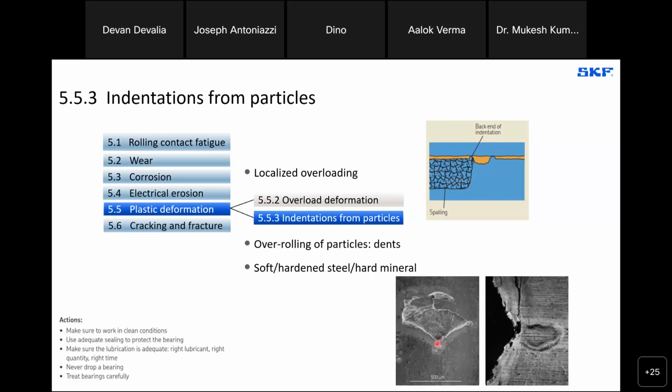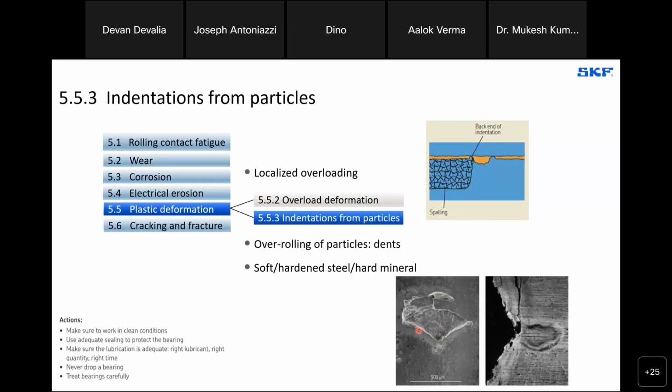So here you can see a particle was overrolled, and over time it's broken up, and we've got fatigue and spalling behind it. So this is how we determine where it initiated, because we get this pattern.